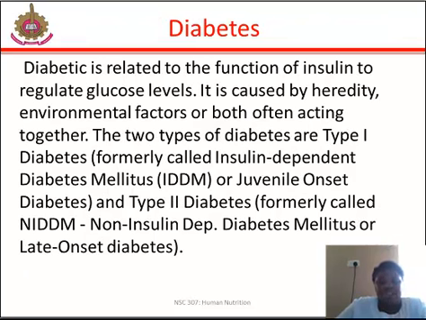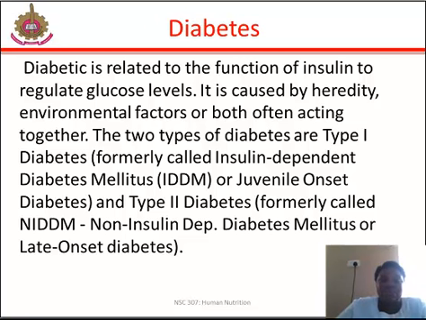Diabetes, which is a common disease, is related to the function of insulin to regulate glucose levels. It is caused by heredity, environmental factors, or both, often acting together. And there are two types of diabetes: type 1 diabetes, which is formally called insulin-dependent diabetes mellitus, or juvenile onset diabetes. And there's also type 2 diabetes, which is formally called non-insulin dependent diabetes mellitus, or late onset diabetes.